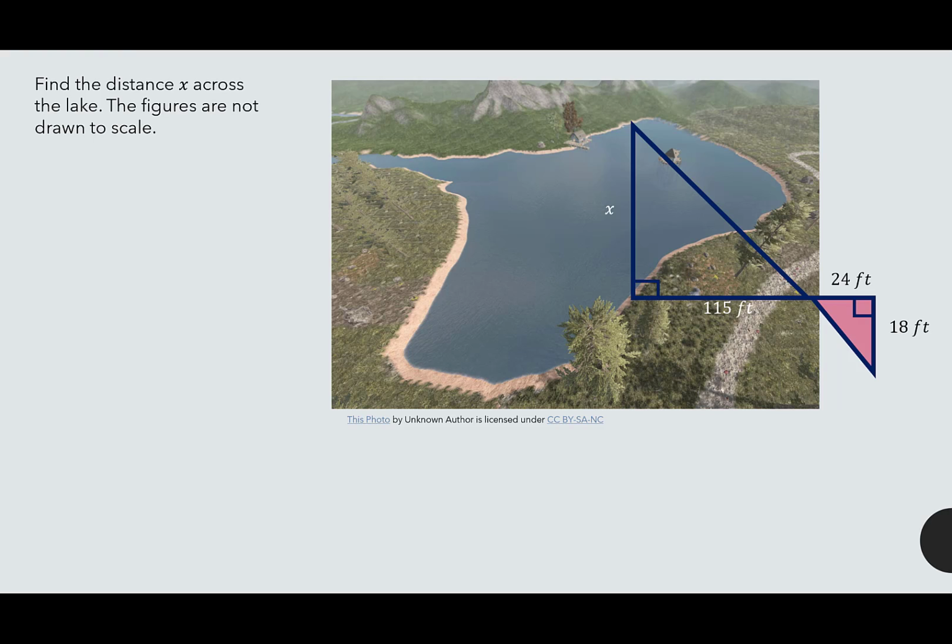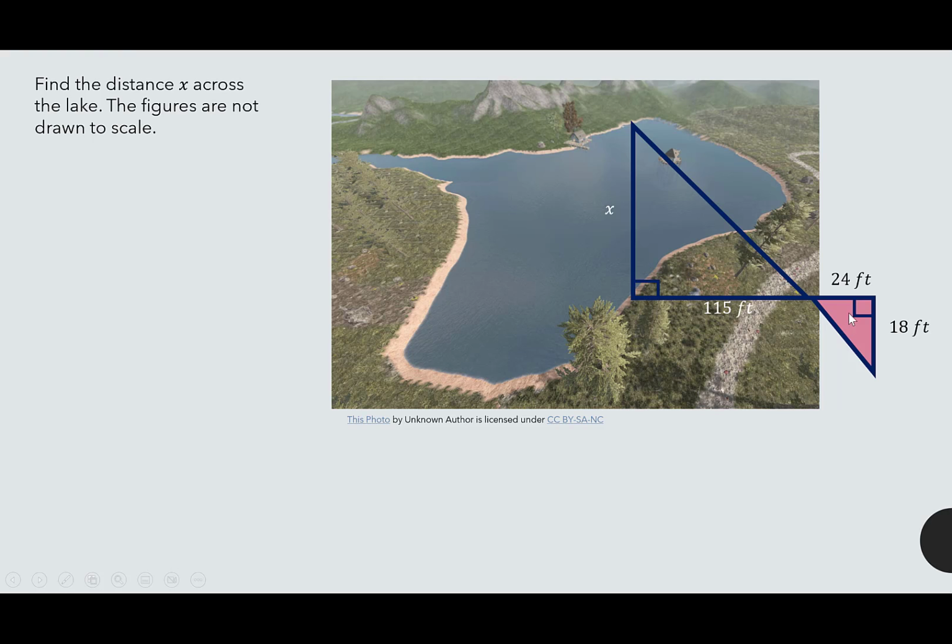So what you can see here is I have a large triangle where x kind of goes across this piece of the lake, and we know this bottom distance is 115 feet. It is lined up with another triangle, and you can see this forms one line that goes through the hypotenuse of each of them, and this is 24 feet, and this is 18 feet. What we are going to do here is use similar triangles.